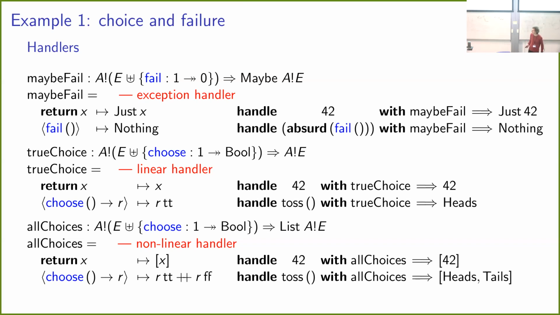Yeah, question there. So the E on the right hand side there, that means that you've eliminated this effect from the... Yes. Yeah, so in particular, if E was just the empty effect, then this would be a pure computation. It takes an effectful computation and it interprets it as a pure computation.